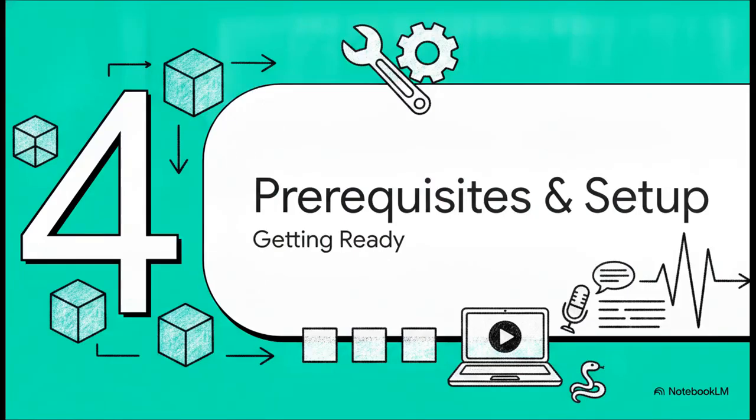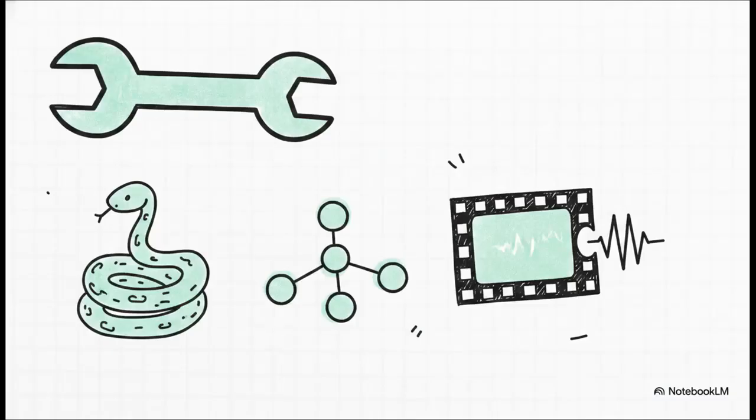Okay, let's get our hands dirty in Section 4, Prerequisites and Setup. Listen. Before we write a single line of code, your system has to be prepped. You're going to need Python 3.10 or newer and Git for cloning the repository. But honestly, the most important step, you absolutely must download FFmpeg and add it to your system's path. FFmpeg is the crucial utility that lets the application rip the audio track straight out of your video files so the AI can actually hear it.